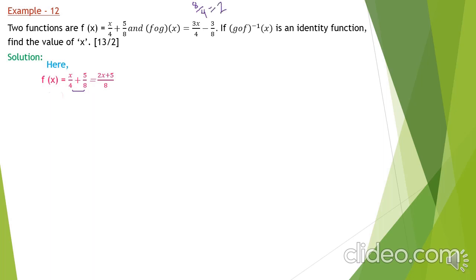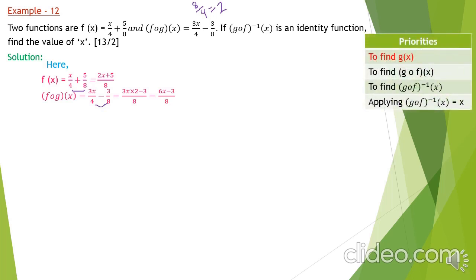Now another function g of f is equal to 3x minus 3 upon, now in this question also 8 is our LCM, so 2 will go to this side. 6x minus 3 by 8 is our function. Now first we have to find gx, isn't it? Now let's see the priority. We have to find the gx, and we have done it many times, so it will be easy to find the gx. Let gx is equal to 8. We have f of gx is equal to 6x minus 3 by 8.